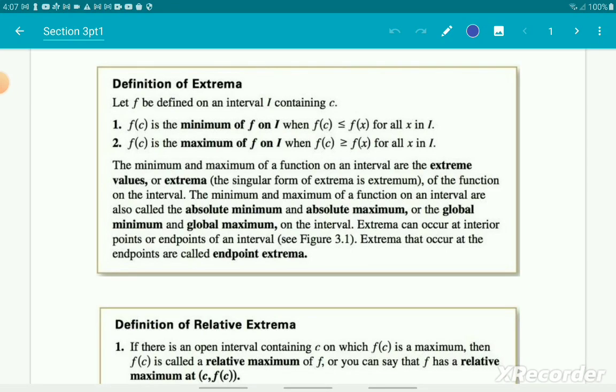So in this video we're going to start talking about extrema. And extrema are extreme values. So we're talking about minimums and maximums of a particular graph. So let's dive into the definitions.